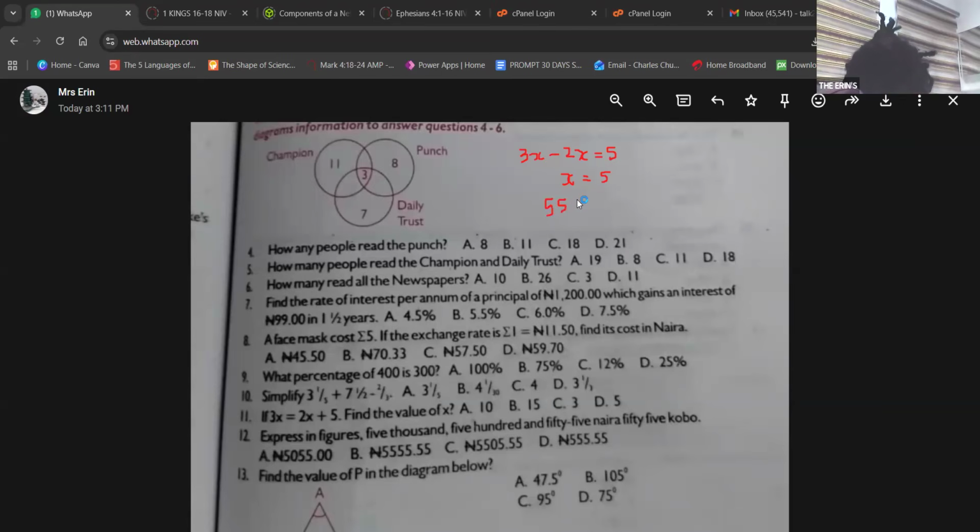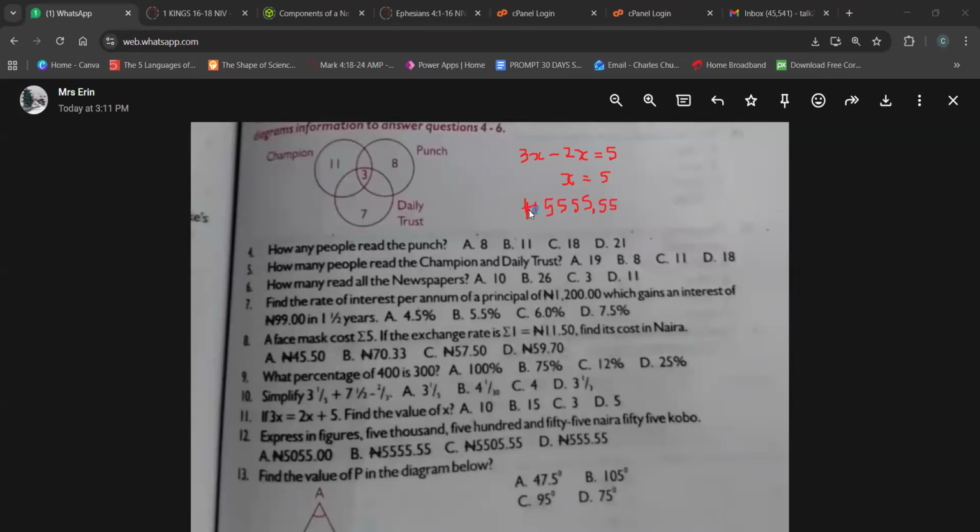5,555 naira. 555 naira. 5,555 naira. Wait, 5,555 naira. B. 55 kobo, right? Yeah. B. Yes. Everything is just 5,555,555,555.